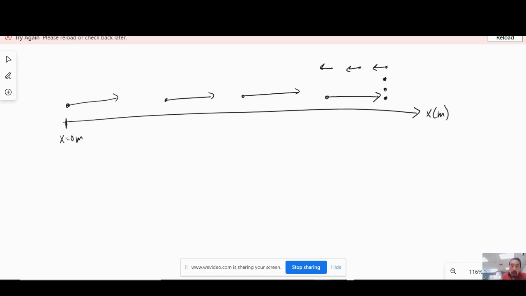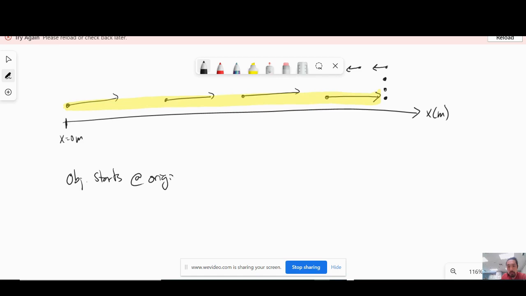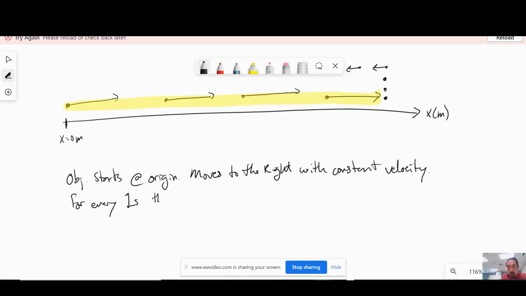Now I added a couple of new things there to really help you understand what's going on. And this is why I'm saying the verbalization of the motion maps is where things get really, really handy. So I'm going to first describe this first part that I just highlighted right there. I'm going to say: object starts at origin, moves to the right with constant velocity. Okay, and if we actually knew the velocity, we could write it down. So I'm just going to make one up. For every 1 second, the object moves, let's say, 5 meters.